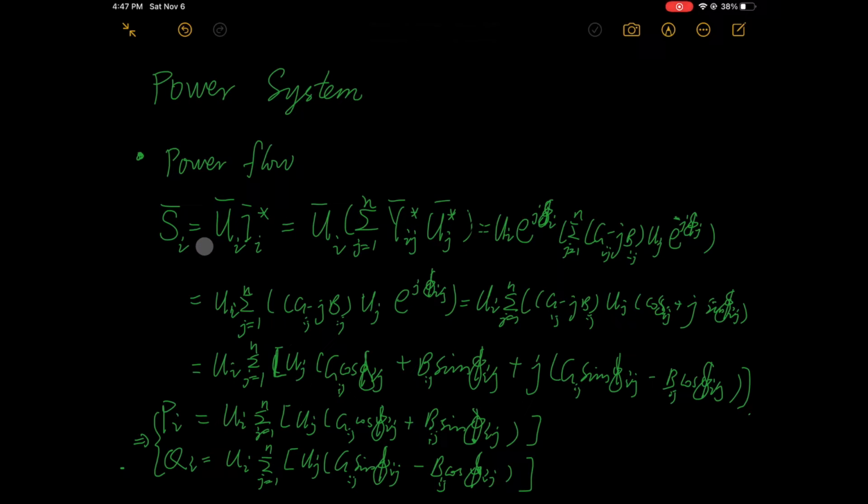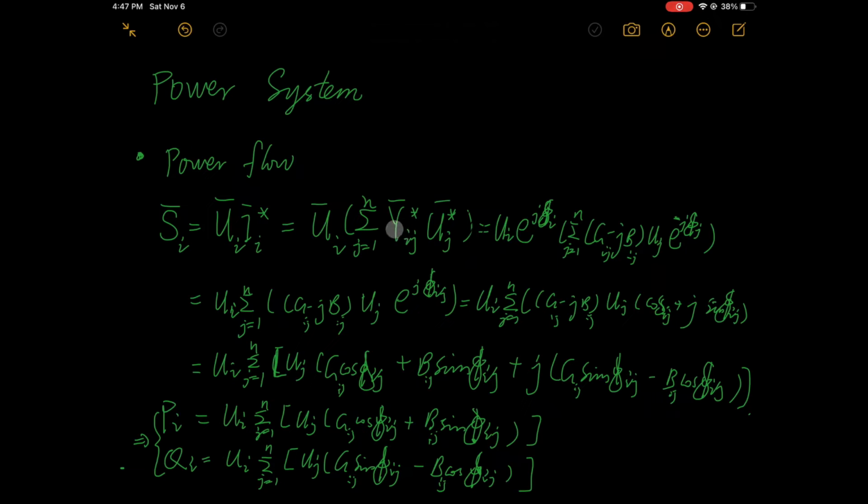Let's start with S equals U_I times I conjugate. I_I is the current injection at node I and can be written in the form of this summation. Y_IJ is the admittance between node I and node J.